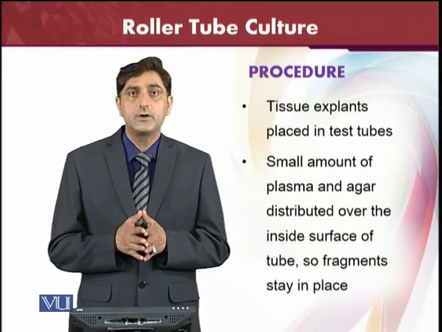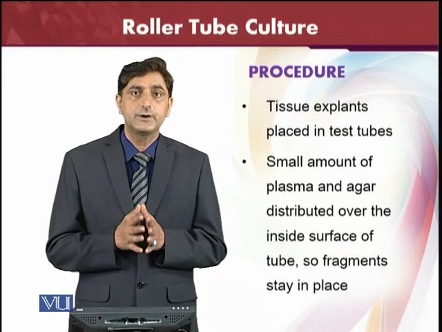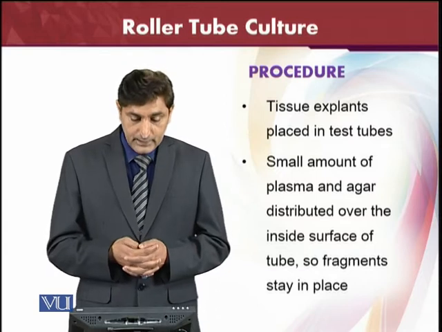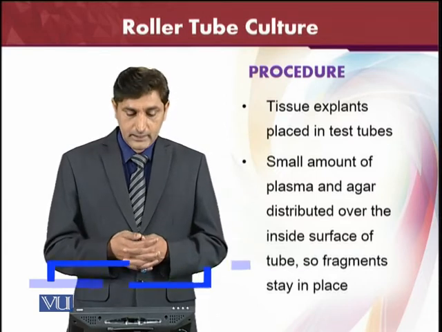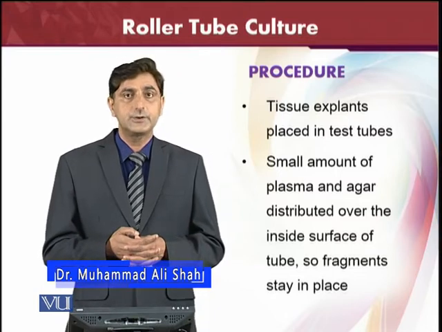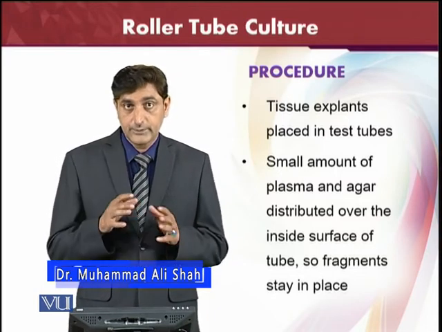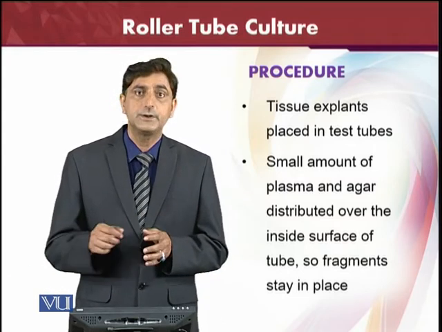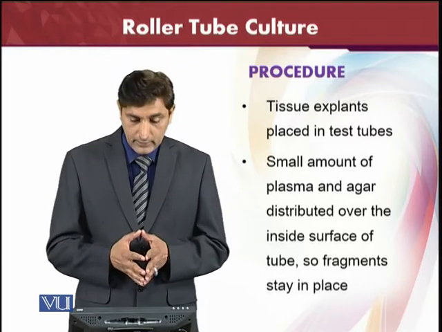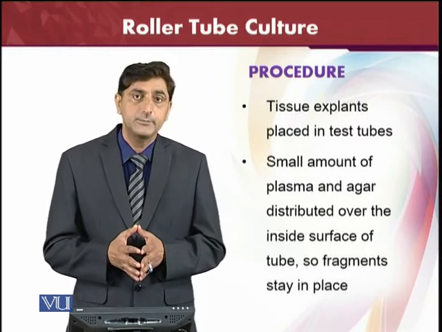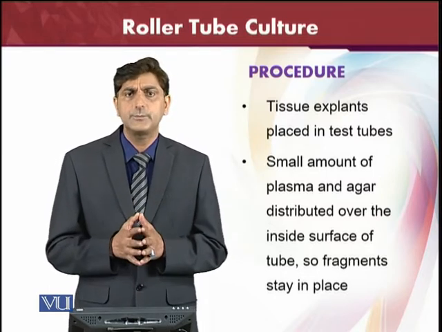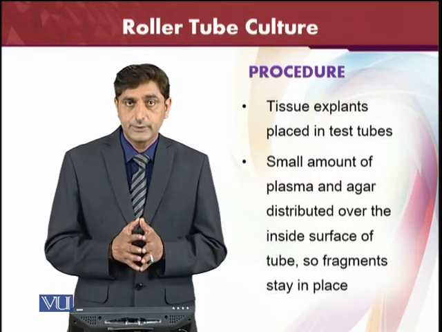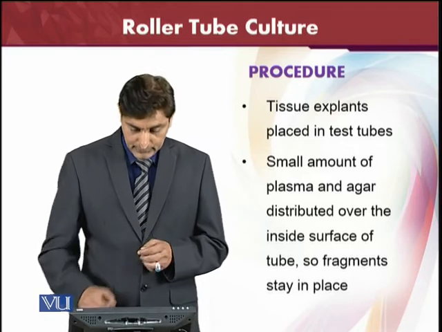These tissue explants are first of all put in the test tubes, and then these test tubes will continue to be used as the roller tubes, and then small amounts of the plasma or the agar will be distributed over the inside surface of the tube. A small amount of plasma and agar is always used for these roller tube cultures, and this will be after the tissue explants are placed inside the test tubes. Then the agar and the small amount of plasma, and the fragments will stay in their place. The fragments should not be moved from their place at the time of placing the agar or the plasma inside the tube.